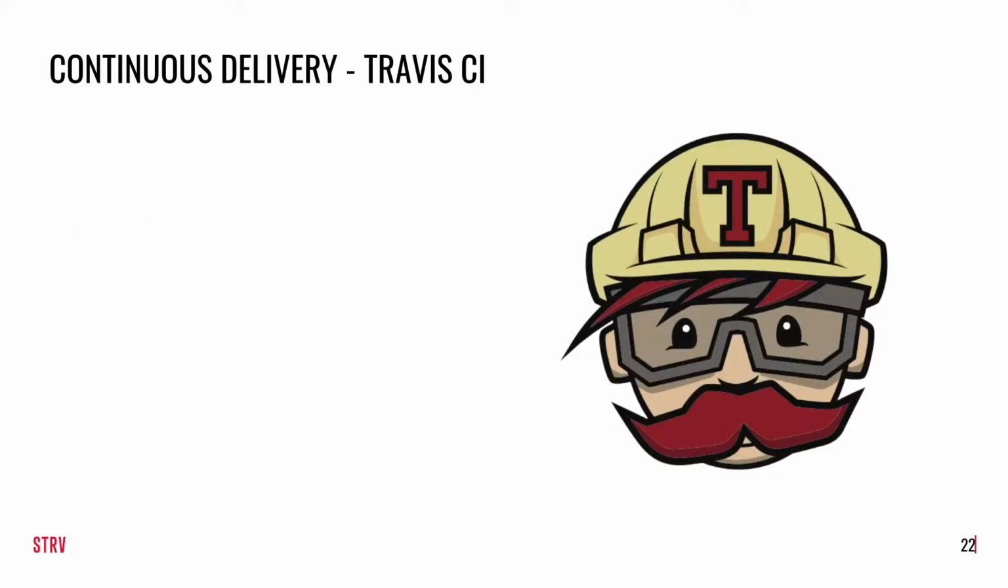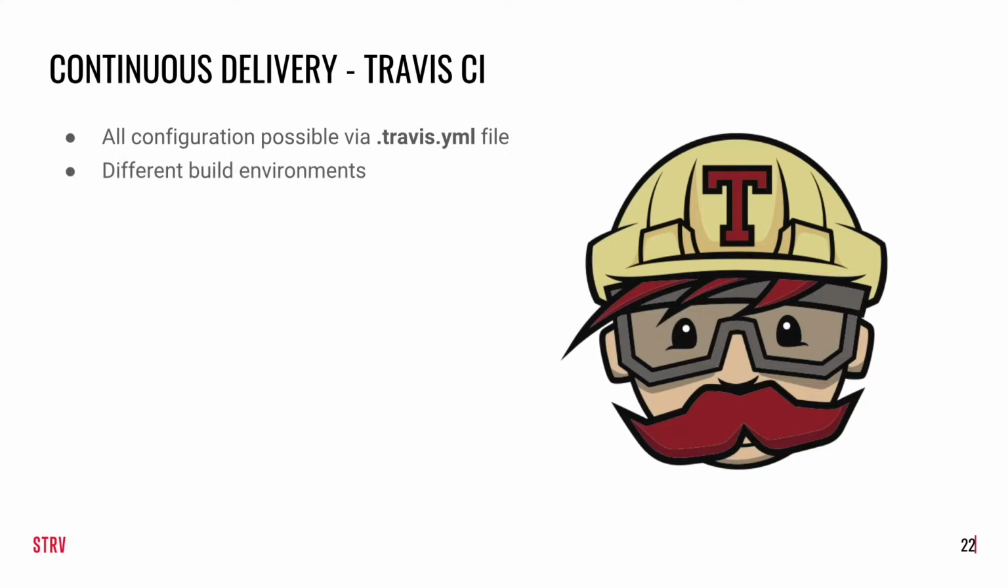So let's talk about Travis CI a little bit. As I mentioned before for Circle CI, all the configuration is made by a configuration file. And for Travis, it's made via this travis.yml file. You can have different build environments. You can specify, okay, I want to build on top of Ubuntu. You can specify which version, Trusty or Precise. You can also build on Windows Server or OS X.